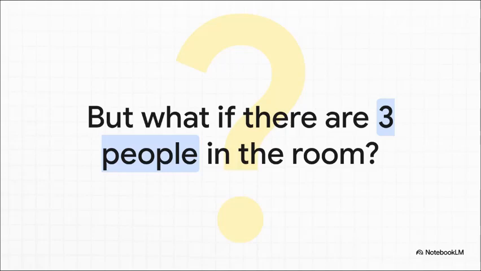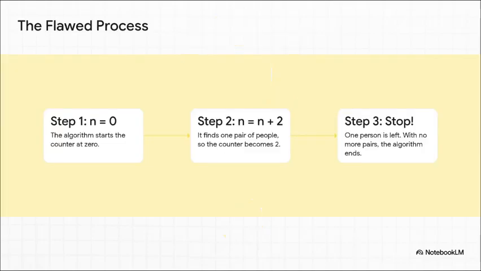This is where things get interesting. What if there were 3 people in the room? Okay, let's walk through it. N starts at 0. We see a pair of people, so we add 2. N is now 2. Great. But wait, there's still 1 person standing there. Our rule is to look for pairs, and that person isn't a pair. So what does our algorithm do? Nothing. It just stops. So it gives us the final answer, 2, which is just wrong. There are 3 people there.